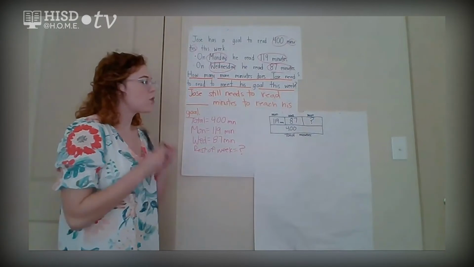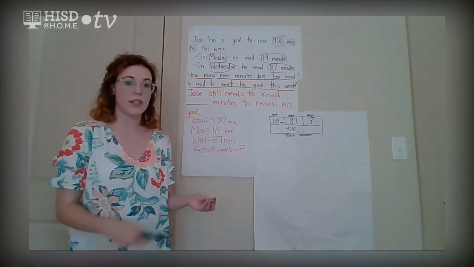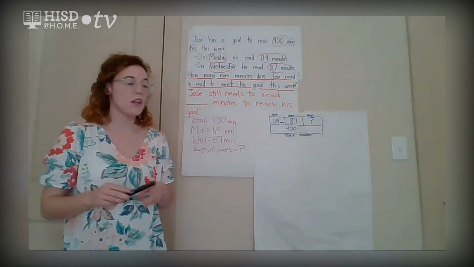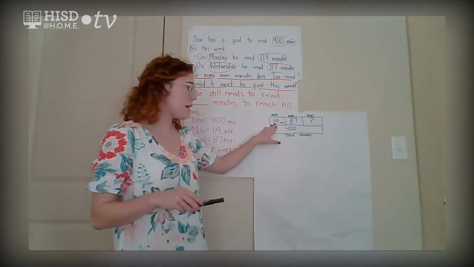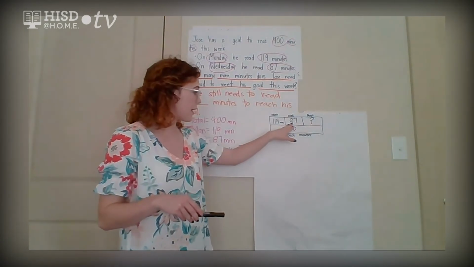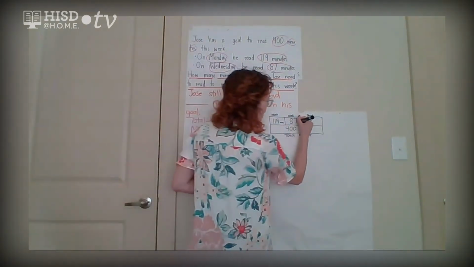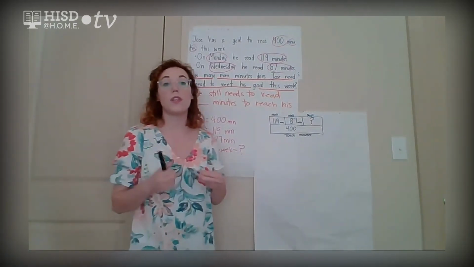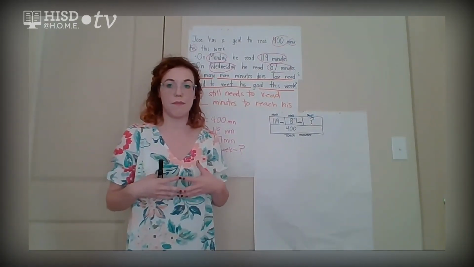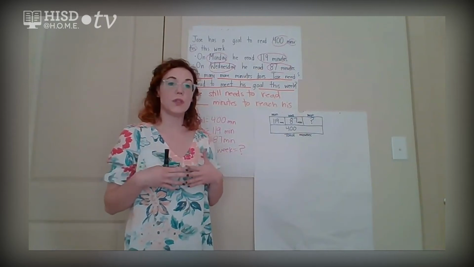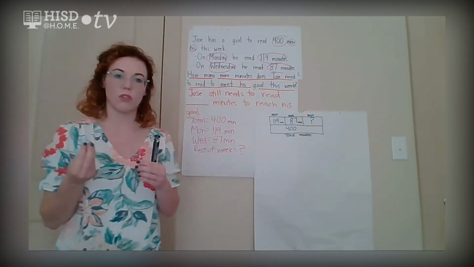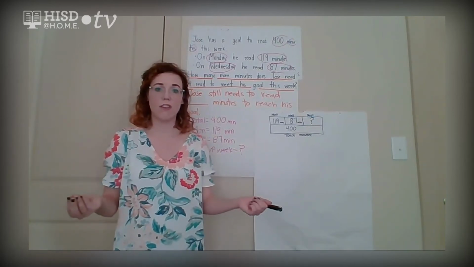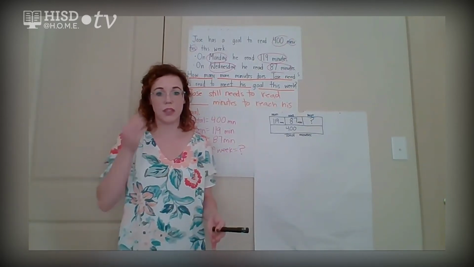So I see my total amount of minutes that Jose wants to read is 400. He's read 2 different days. On Monday it was 119. On Wednesday it was 87 minutes. I need to know the rest of the minutes he wants to read to get to 400. There's a few different ways we could go about solving this. What we're going to do is start with 400, our total, right? I need to subtract what he's read so far to see how much he has left to read.